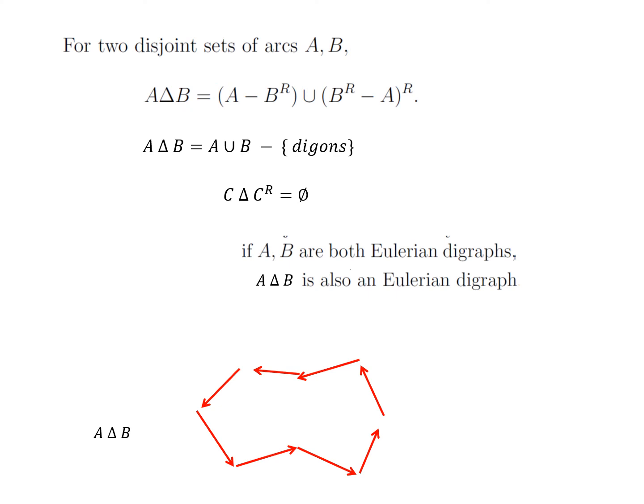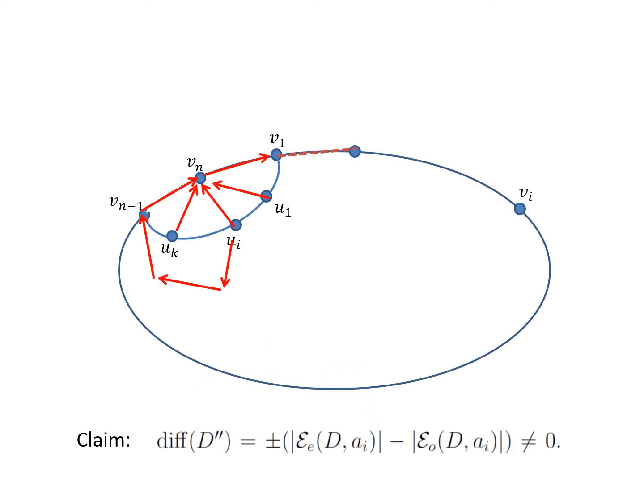One observation is that if A and B are both Eulerian digraphs, then the symmetric difference is also an Eulerian digraph, because when you put these two together, each vertex still has in degree equal to out degree. If you remove digons, that does not change this fact. In degree still equals out degree. So this is still an Eulerian subgraph. Now I'm going to build a one-to-one correspondence between these and this.